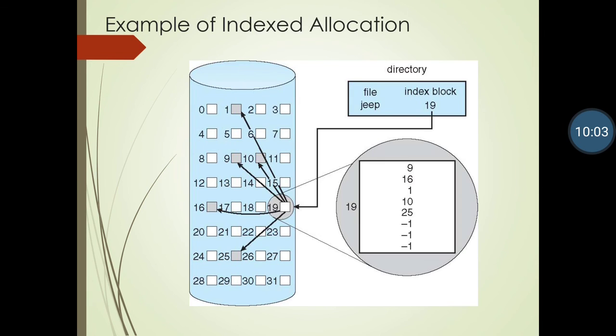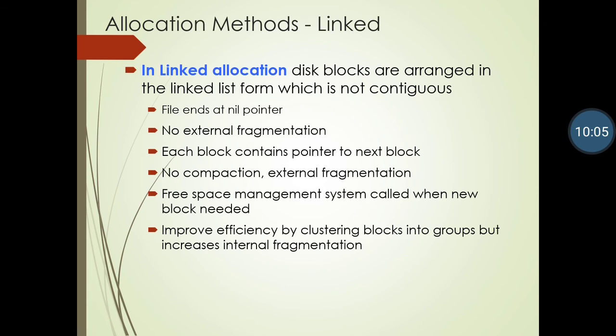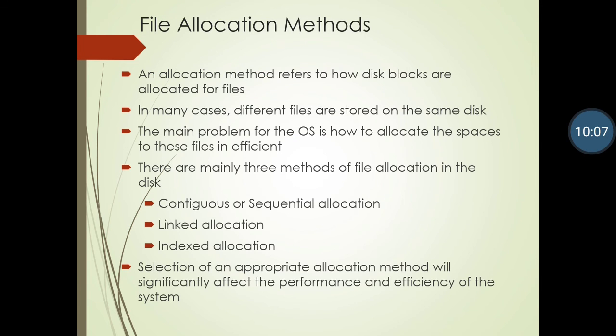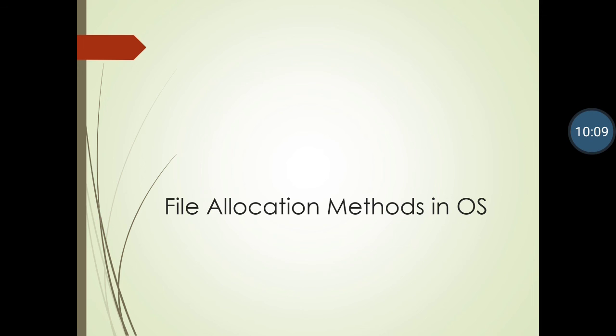So these are the three methods of file allocation. We are generating a lot of files. All these files are stored within the disk in a secondary storage device. Whichever method is followed, each one has advantages as well as disadvantages. Depending upon the file size and the importance of the file, you can choose one of the methods for file allocation.